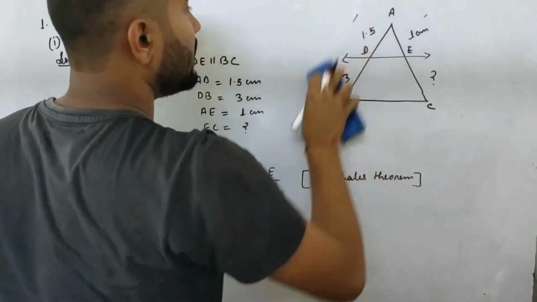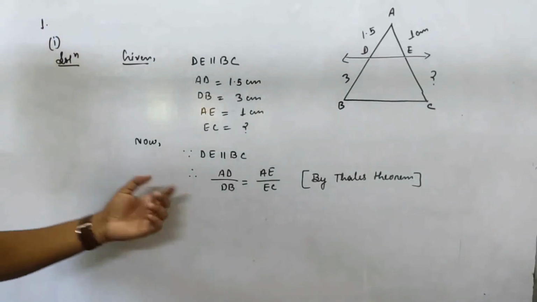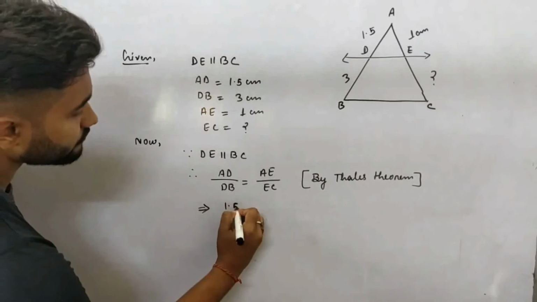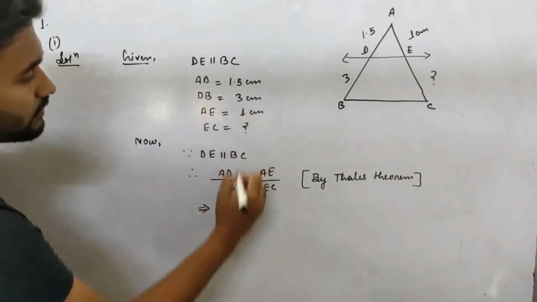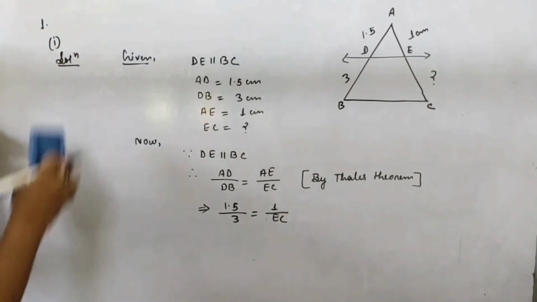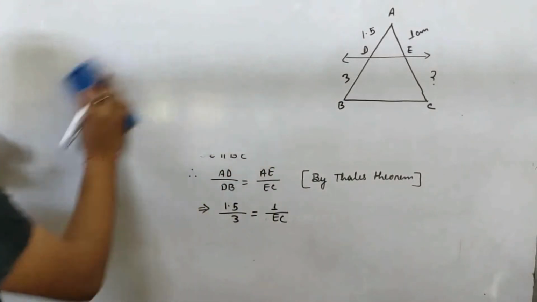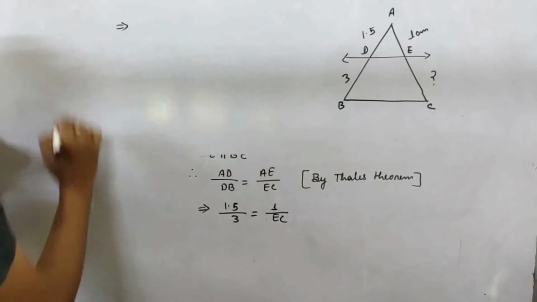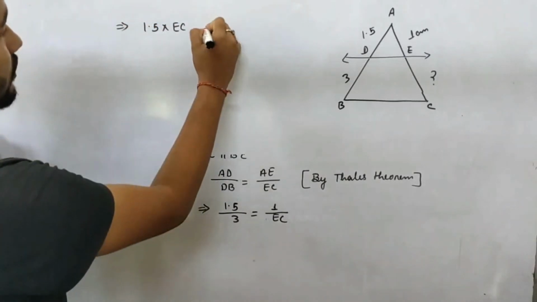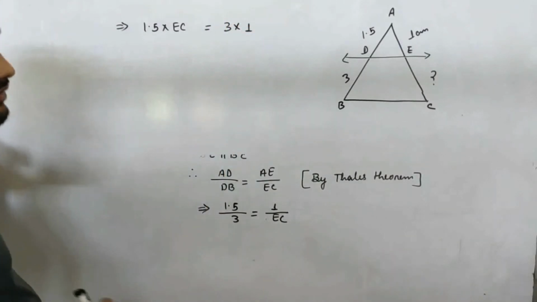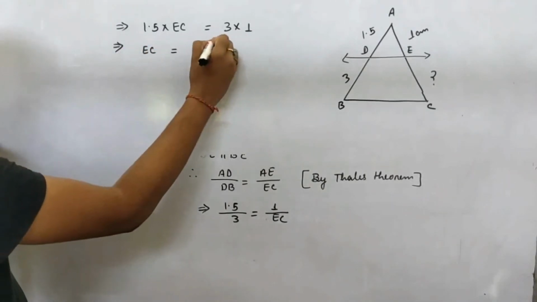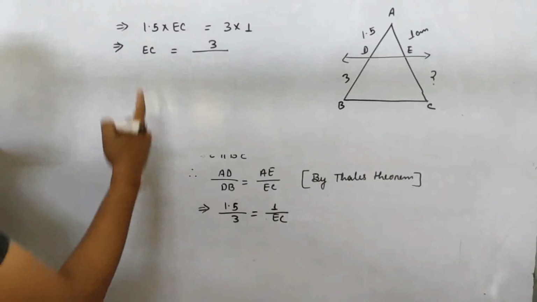So if it is clear, then just put the values and you will get the answer. The value of AD is 1.5. The value of DB is 3. The value of AE is 1, and EC we will find. So just cross multiply and you will get the answer. Cross multiplying, it becomes 1.5 into EC will be equal to 3 into 1. 3 ones are 3. Which implies EC will be equal to 3, and since 1.5 is multiplying on this side, on that side it will be divided by 1.5.